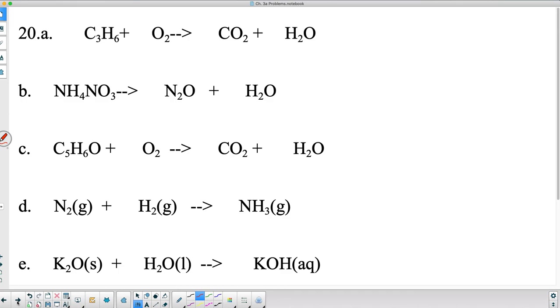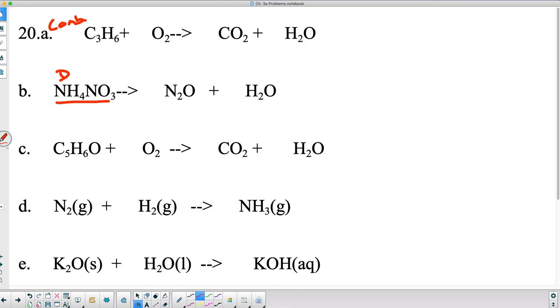Next, number 20. Okay, so this is identifying the type of reaction. This is a combustion reaction right here. COMB, comb. And then we'll balance the equation in a minute. B, C, D, E. So let's see what we got here. This one is a decomposition. Definitely a decomposition because it's just one thing and then the arrow.